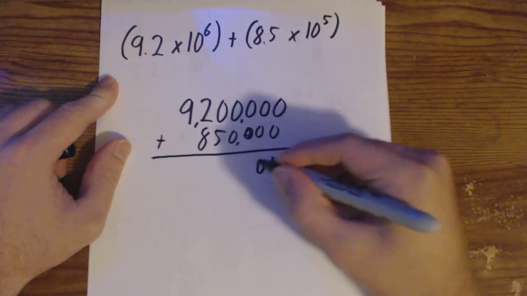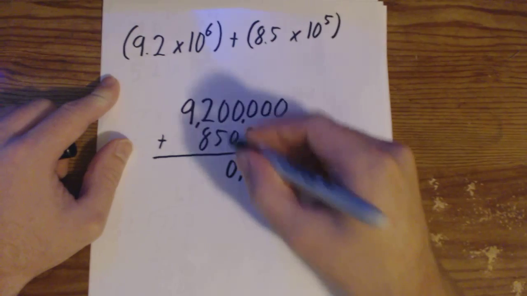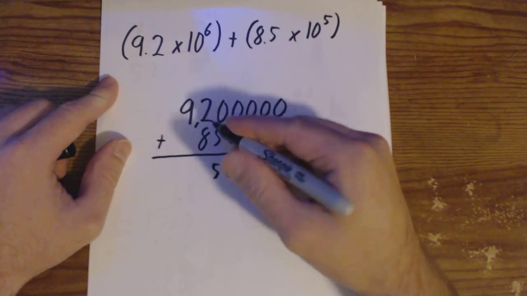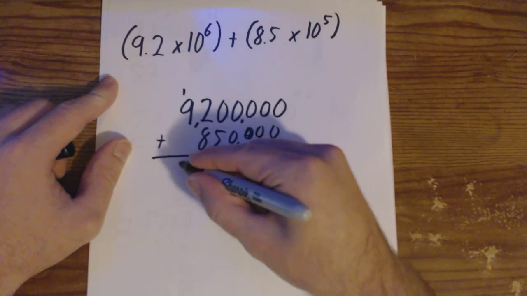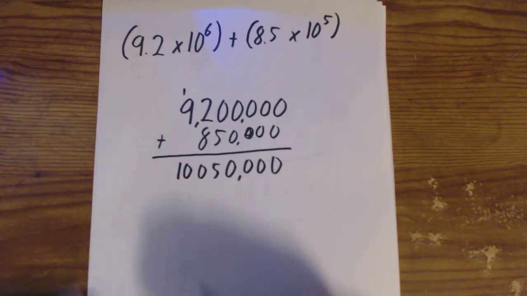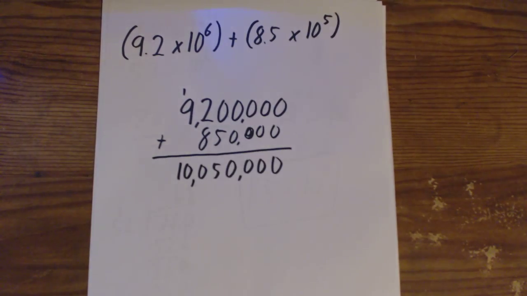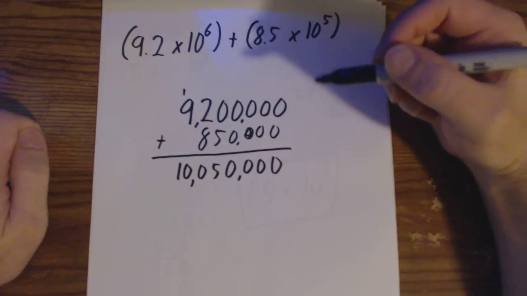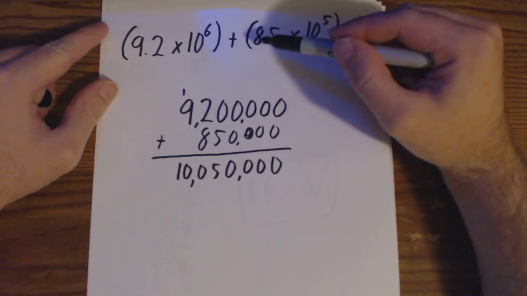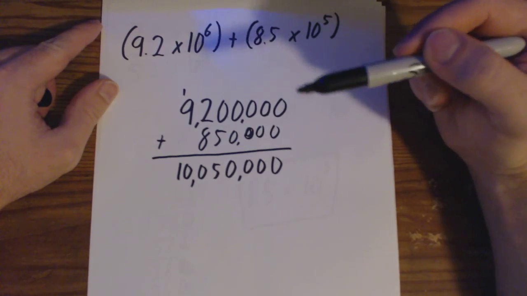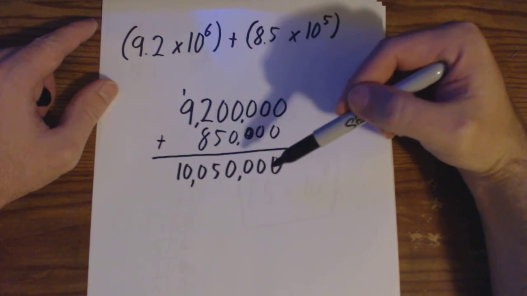0 plus 0, 0 plus 0, 0 plus 0, 0 plus 0, 0 plus 5, 2 plus 8. So now we have 10,050,000. A lot of times these questions, they're going to give you two numbers in scientific notation that add or subtract, and they're going to want an answer written in scientific notation.